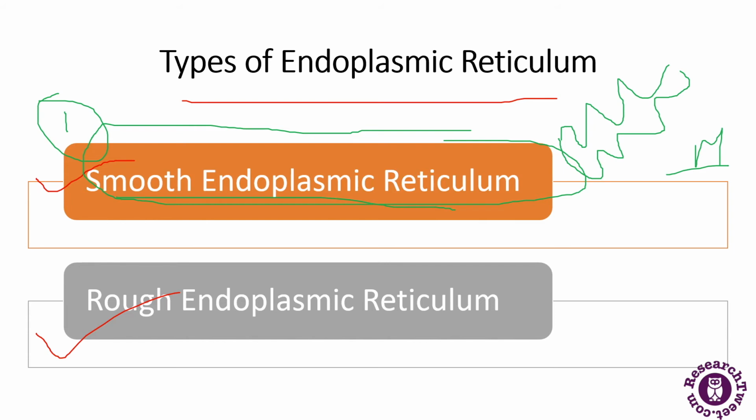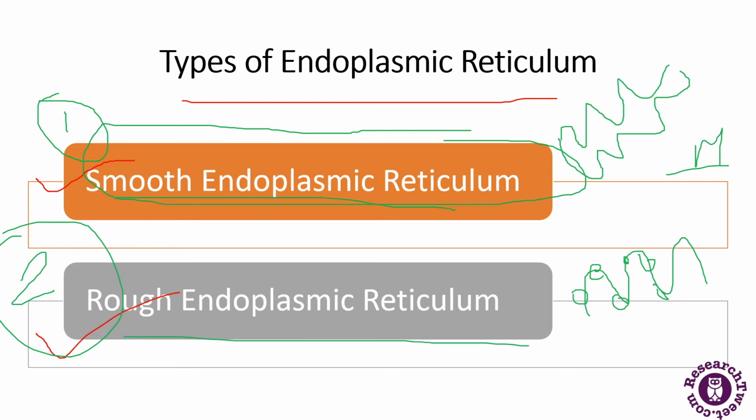Now this was about the smooth endoplasmic reticulum. Then what about the rough endoplasmic reticulum? The rough endoplasmic reticulum is named because of its appearance, meaning that it has studded ribosomes on it. That's why it is known as the rough endoplasmic reticulum. It is a series of connected flattened sacs, and they have several ribosomes on the outer structure, hence the name.